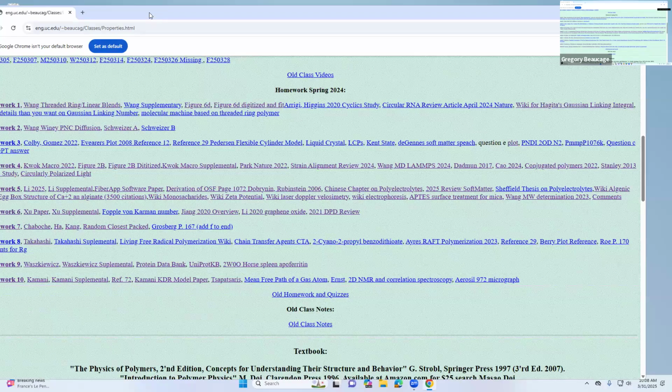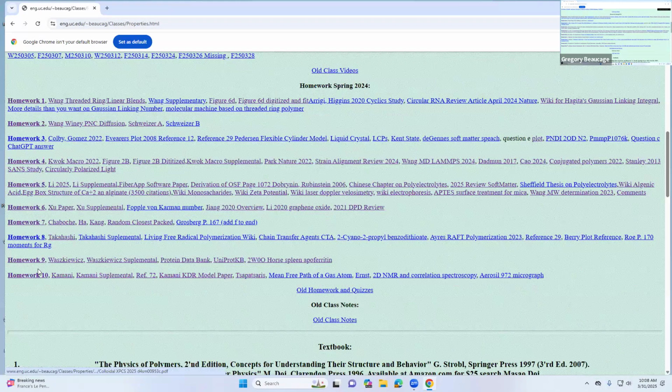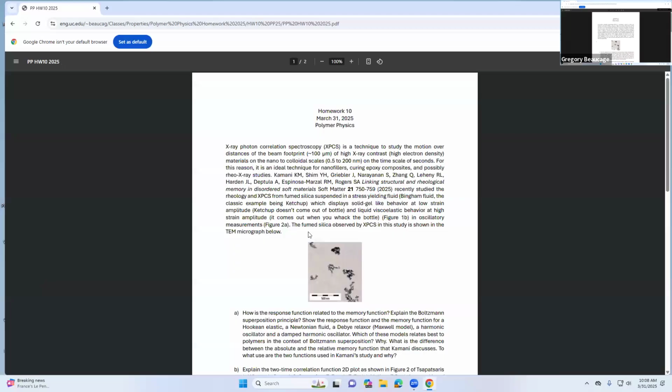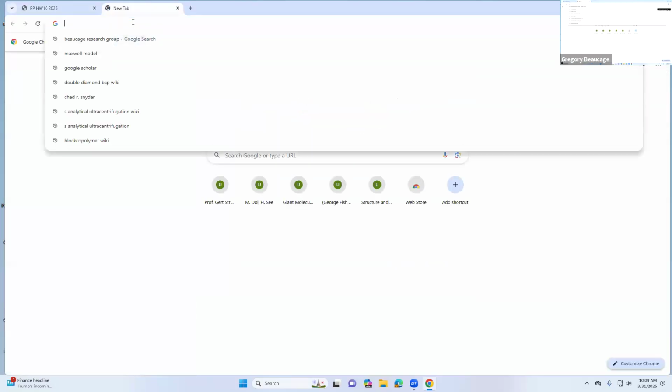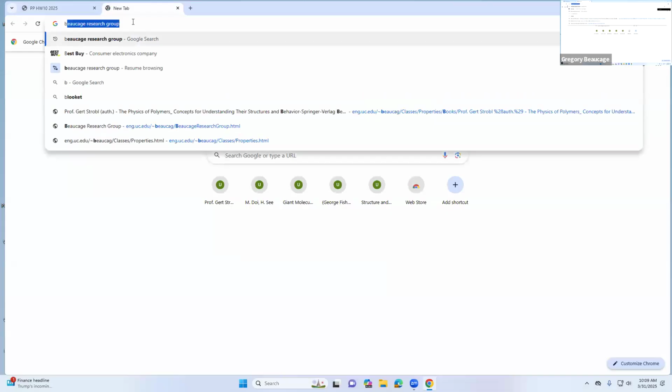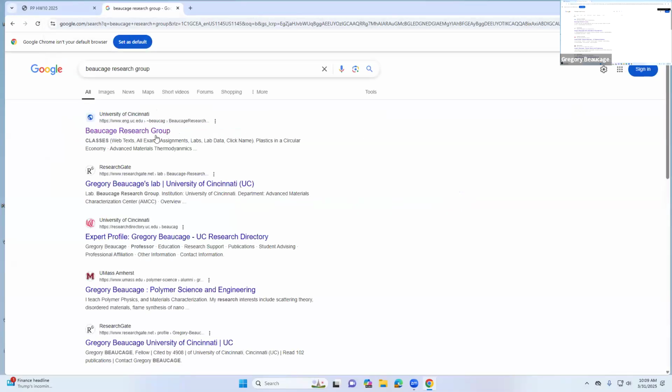Let's see. I wanted to go through, I got a couple questions on this E part of this thing. It sounds pretty mystical, whatever he says here. He says reversible dynamics are therefore spatially confined to long-lived portions of the sample, incredible strain. A couple people asked, so I had to kind of figure out what's going on. So I thought I'd just mention that.